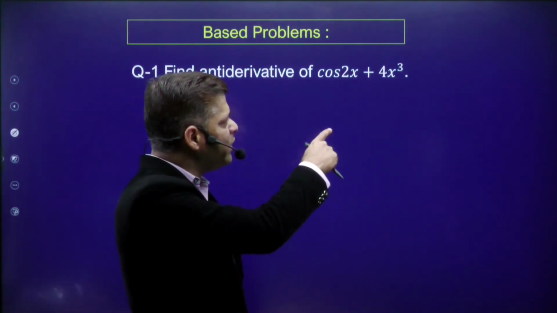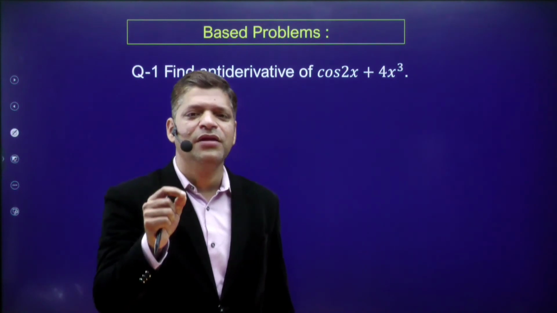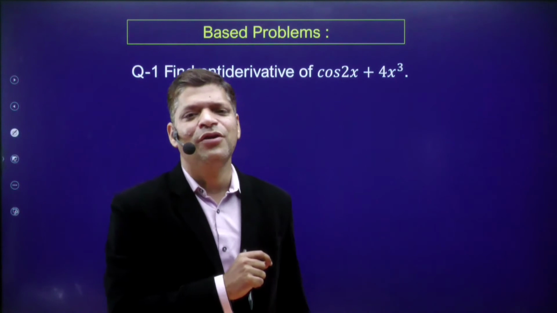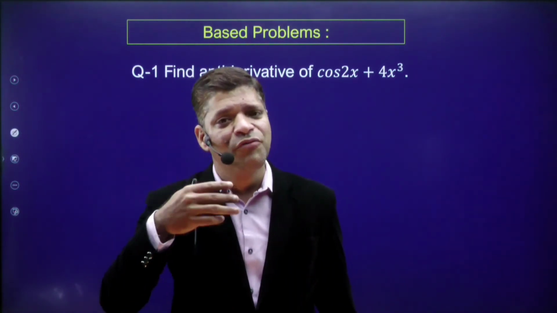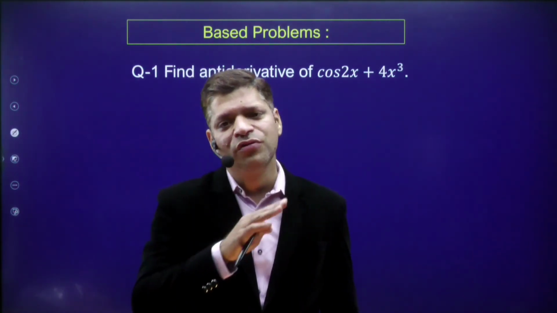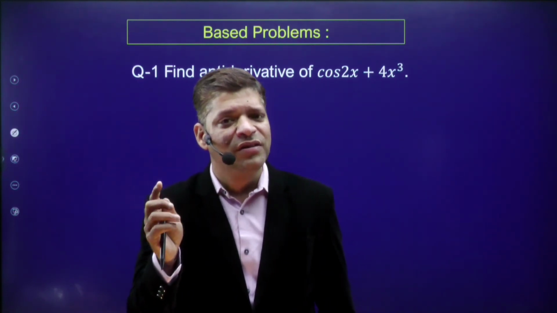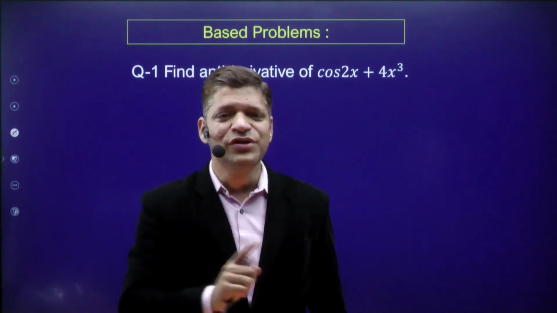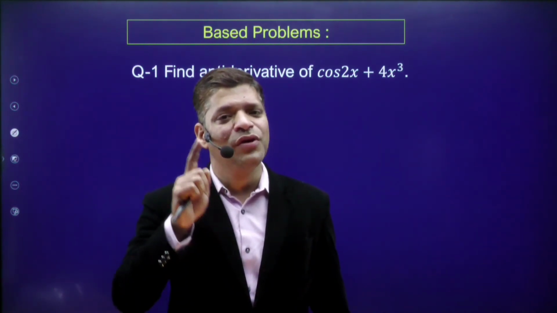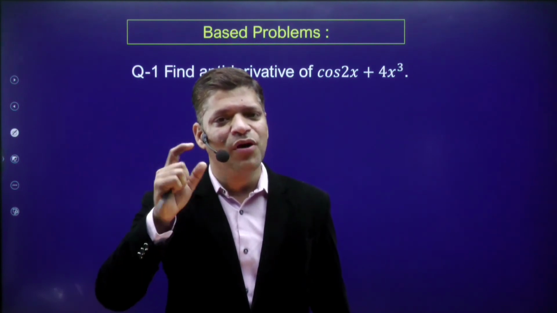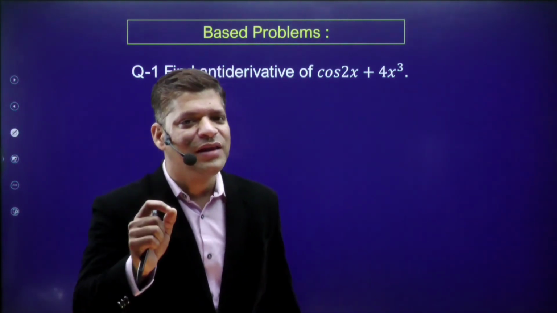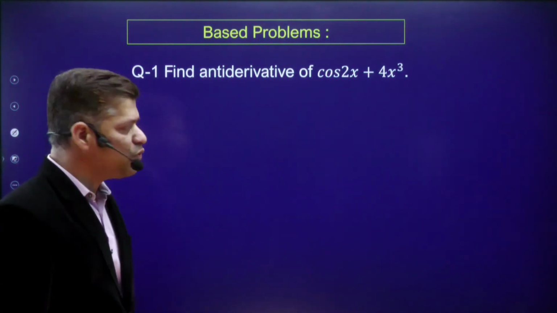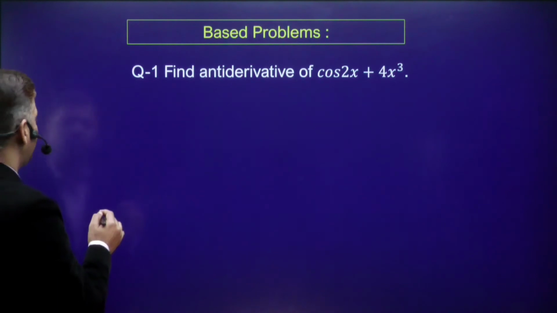We do the integration of this type of problem with the help of the method of inspection. Now what is the method of inspection? We have to memorize, or go through the reverse process, which function's differentiation is cos 2x and which function's differentiation is 4x cube. By this concept we can easily find the antiderivative of cos 2x plus 4x cube. So let's see how we solve this question.